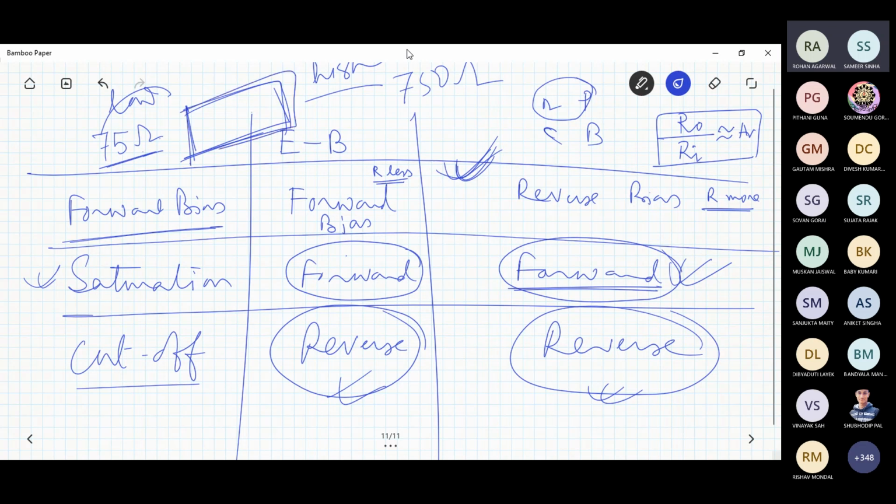Your circuit is somewhere here. And if it is 750 ohm at the input side, and 750 ohm at the output side, you have to match with this.